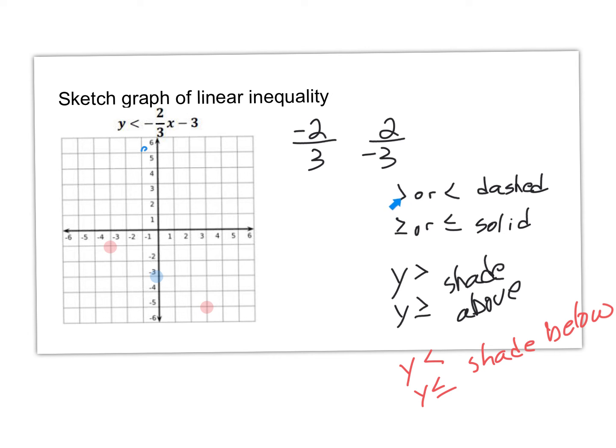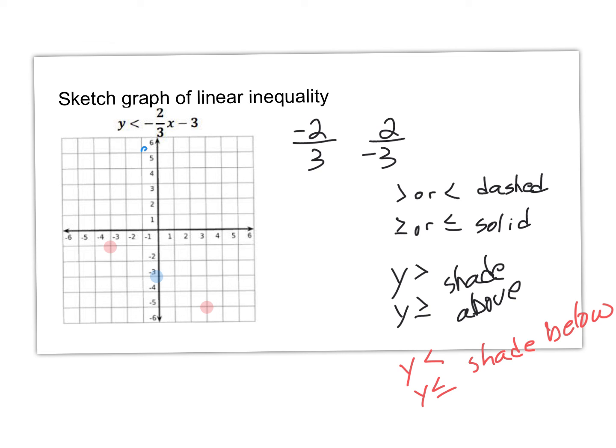Quick reminder, if you have greater than or less than, you just use the dashed line. If you have greater than or equal to or less than or equal to, you use the solid line. Equal to means solid line. And then when we shade our answers, if you have y greater than or y greater than or equal to, you shade everything above the line. And if you have y less than or y less than or equal to, you shade everything below.